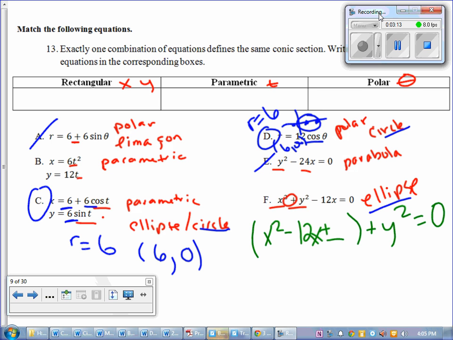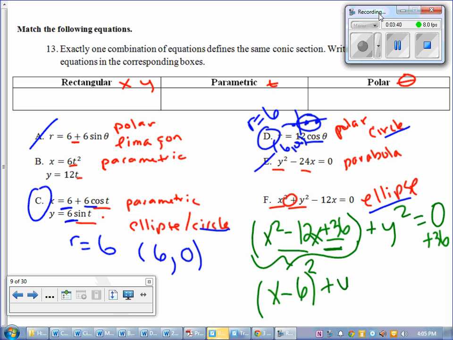So I'm going to take half of negative 12, which is negative 6, and square that value and get 36. Because I just added 36 on the left side, I've got to be fair and add it on the right side. Now I can go through and simplify. I'm going to factor this. 2 numbers that multiply to 36 and add to negative 12, minus 6 and minus 6. So the factors are x minus 6 and x minus 6, which I can write as x minus 6 quantity squared, plus y squared equals 36, because 0 plus 36.